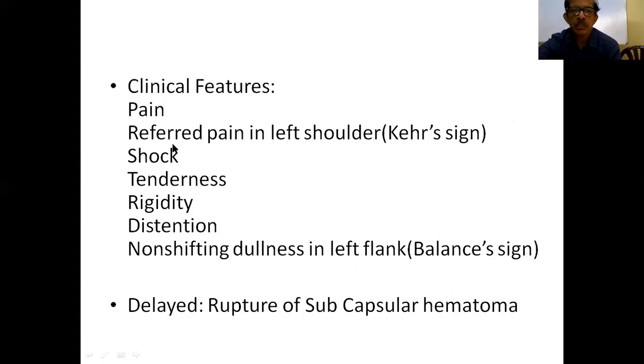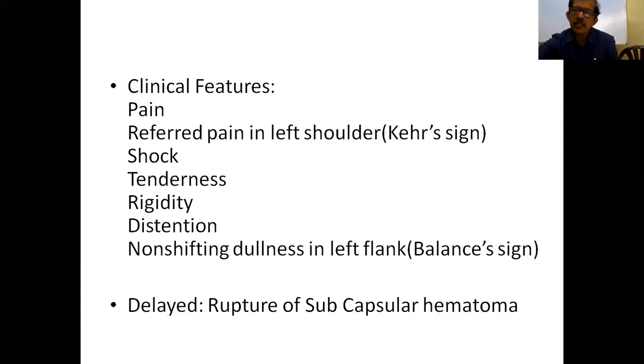Okay. Then because of bleeding, hypovolemic shock, there will be shock. Then tenderness if you palpate there, rigidity in that region, left hypochondrium mainly. And gradually it will lead to distension because there is hemoperitoneum. So hemoperitoneum means blood in the peritoneal cavity.